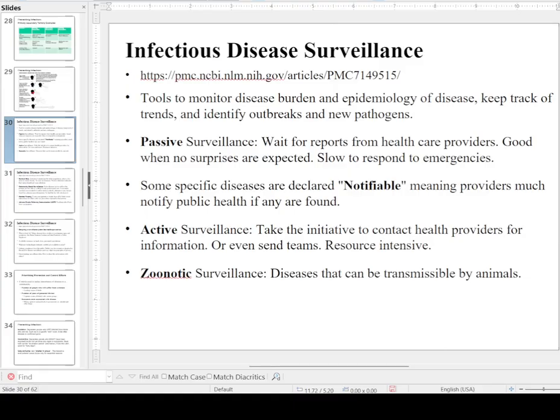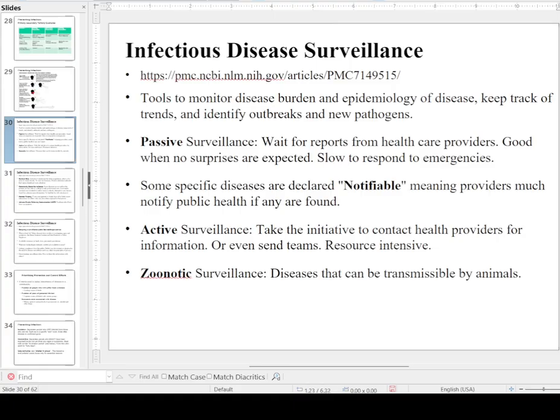Active surveillance is when they do realize something is happening, something special, something urgent, and then they take an active role. So they expend resources, they use up some of their budget, they send teams to figure out what's going on.